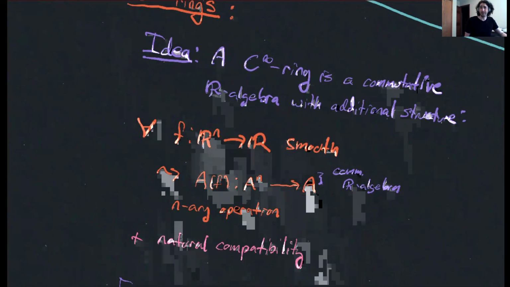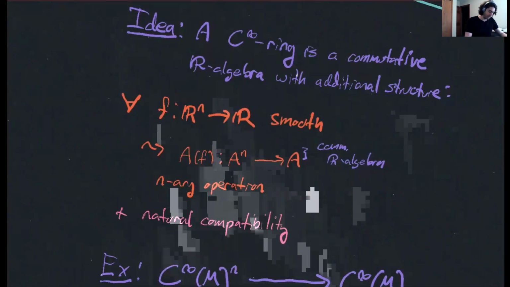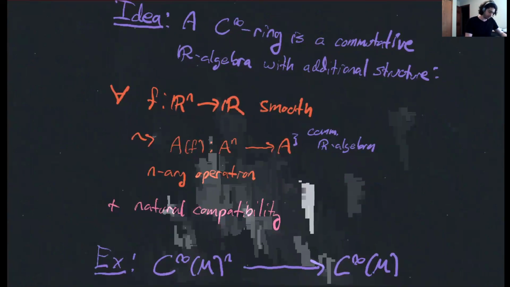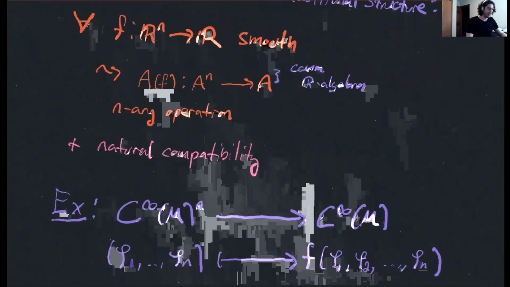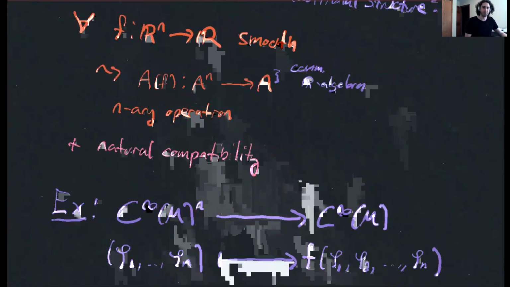So what do I mean? Let's just look at that example I mentioned of smooth functions on a manifold. Well, if I have n smooth functions, I can just put them into the entries of another smooth function from R^n to R and get a new smooth function on M. And that's an operation which makes sense. It won't make sense for any arbitrary ring, but it makes sense for smooth functions on a manifold. And smooth functions on a manifold are the prototypical example, so to say, of a C-infinity ring.